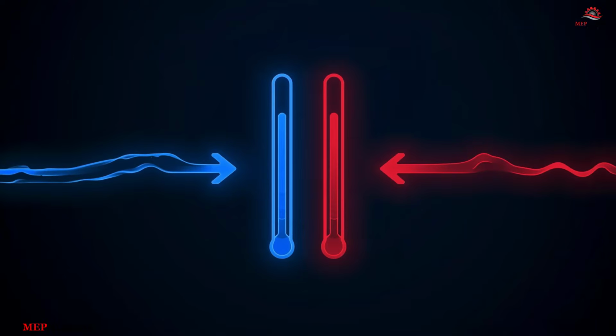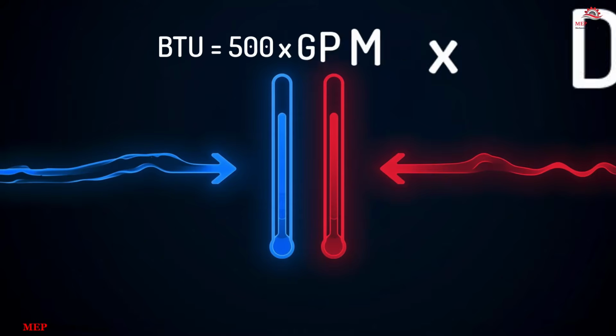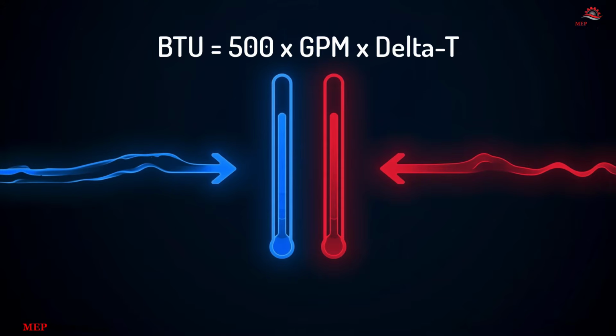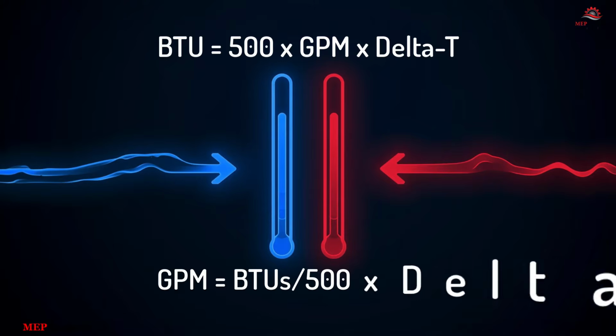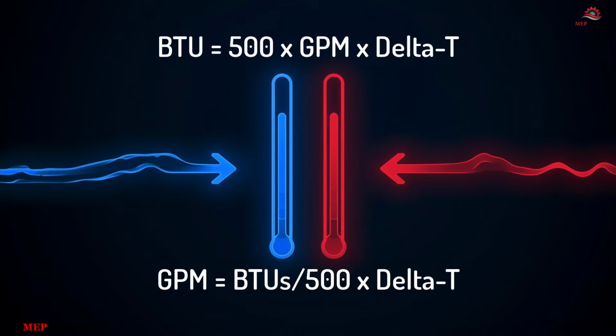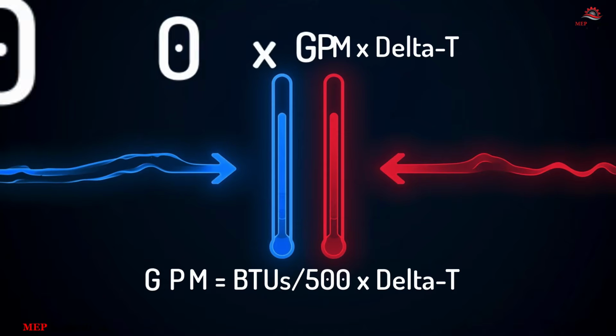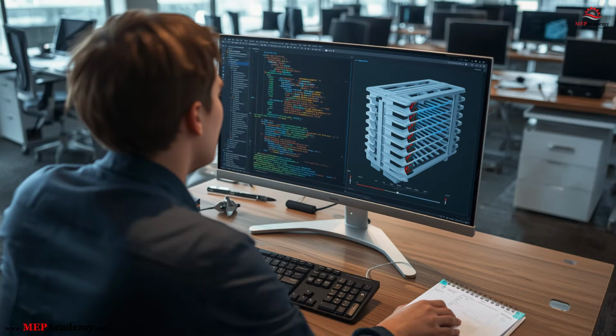In today's video, we're going to break down one of the most important formulas in all of hydronic heating and cooling: how to convert GPM into BTU per hour, and how to reverse the formula to find GPM when you already know the heating or cooling load. This simple formula is used every day by HVAC designers, estimators, technicians, and project managers, and by the end of this video, you'll know exactly how to apply it in real-world situations.